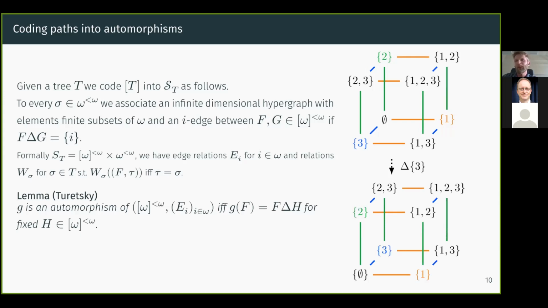One of Turetsky's lemmas is that G is an automorphism of this hypergraph structure if and only if the automorphism acts by taking the symmetric difference between f and some fixed finite set h. For instance, on the right, you can see how this automorphism acts by the singleton {3}. The empty set, I have to take the symmetric difference with {3}, so I swap it with {3}. {2, 3} with {2}, {1, 2, 3} with {1, 2}, {1} with {1, 3}, and so on. And you can see, just by matching the colors up, that this is an automorphism.